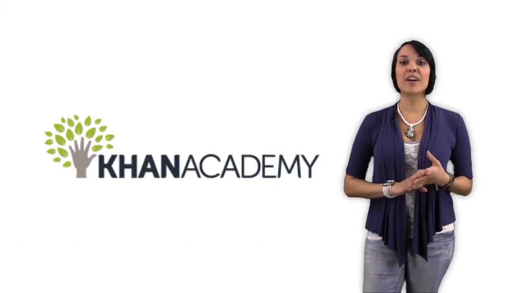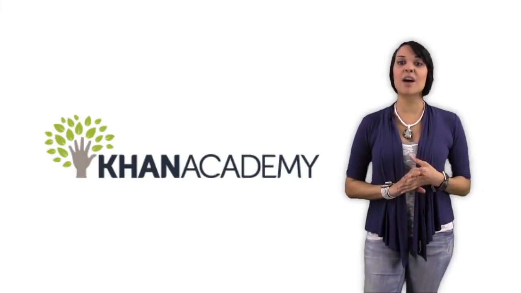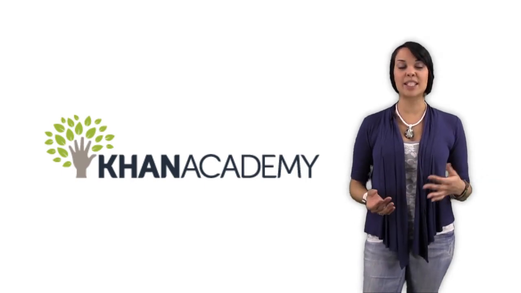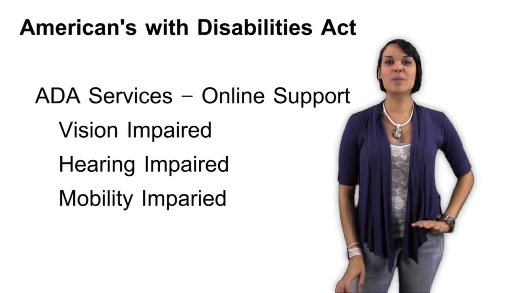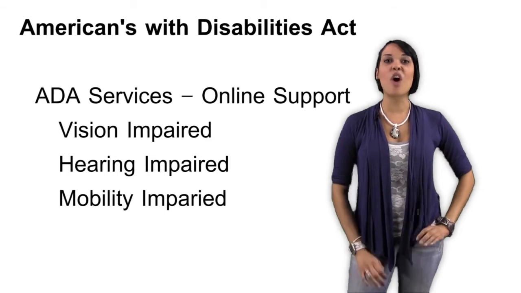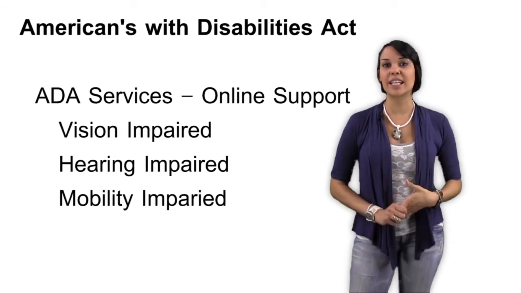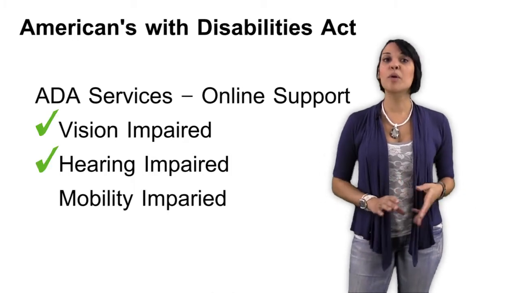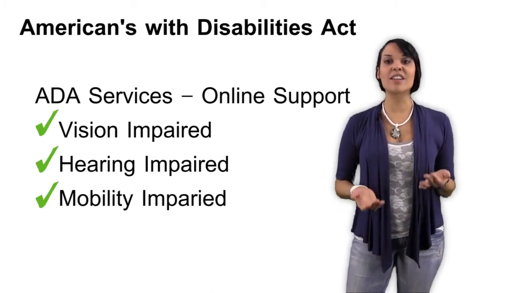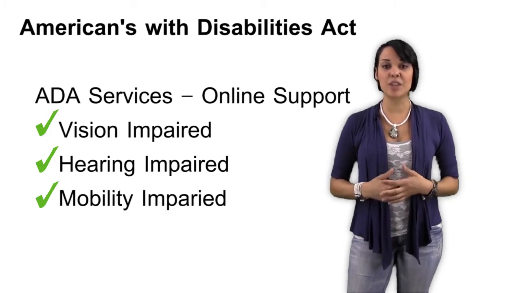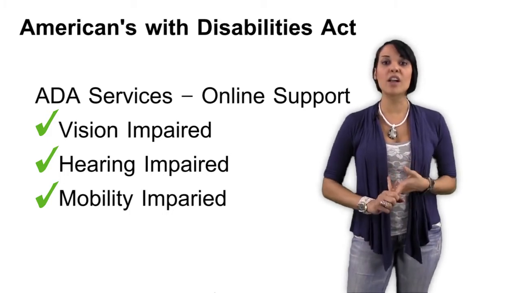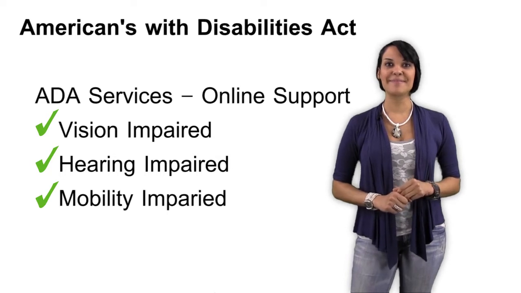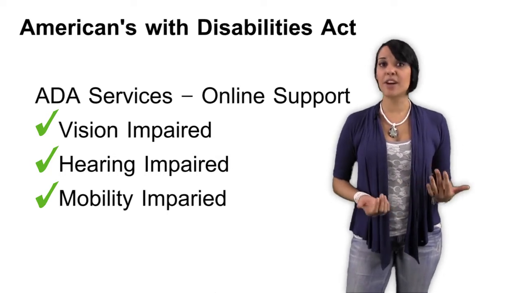Khan Academy provides free video tutoring sessions on many topics and a variety of subjects. The Americans with Disabilities Act ensures that all Americans have access to online classes. If you are vision, hearing, or mobility impaired, you can access online classes by requesting ADA services through your employer, college, or university. If you're not comfortable asking for ADA services, you can purchase adaptive technology through many computer retailers.